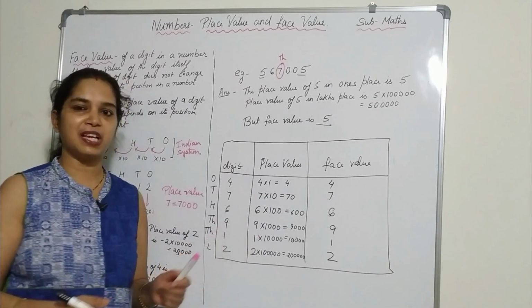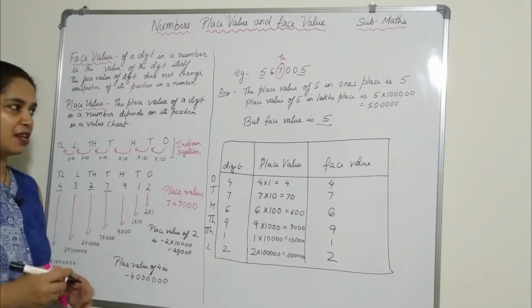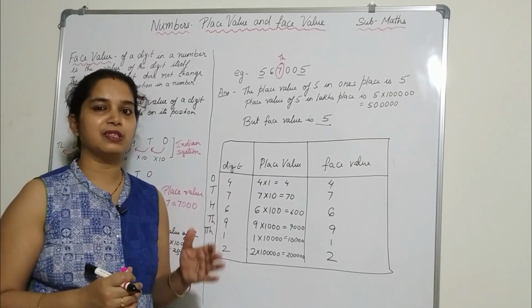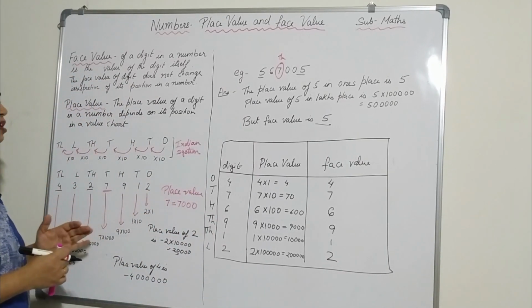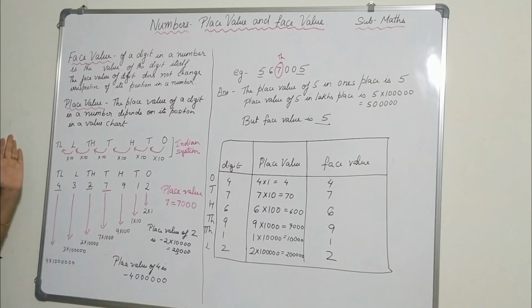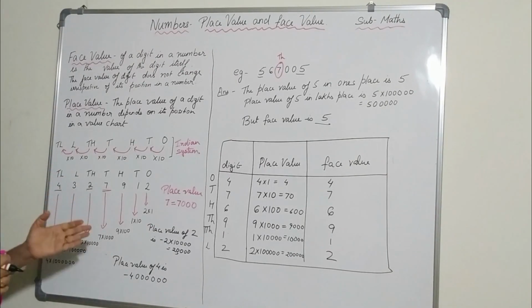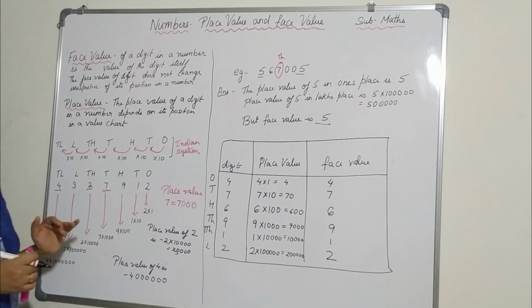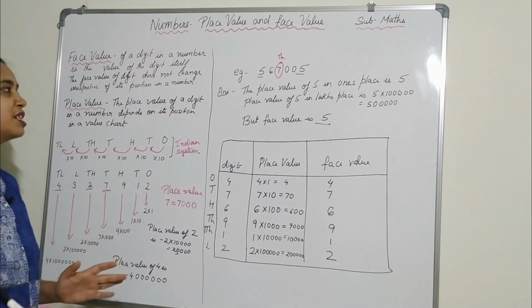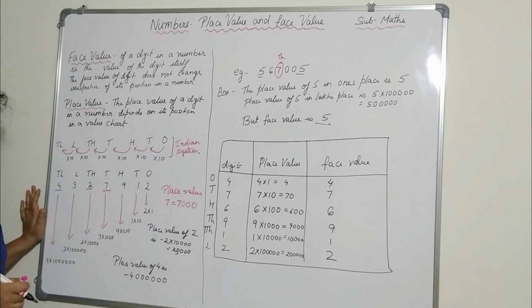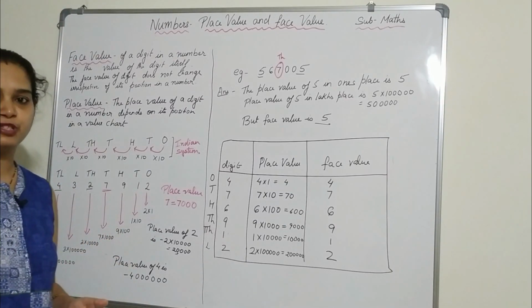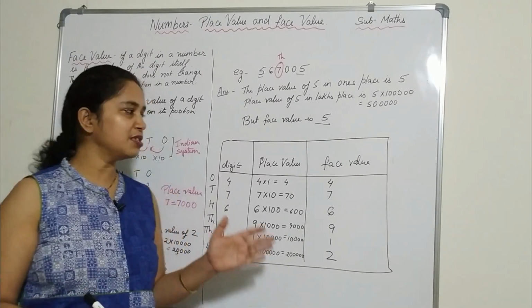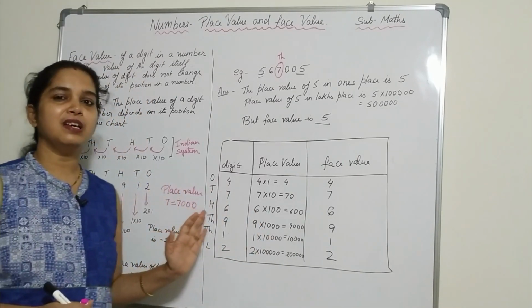So what is face value and what is place value? Today we have learned about the place value and the face value. The place value of a digit in a number depends on the position in the value chart, and the face value of a digit in a number is the value of the digit itself. The face value does not change irrespective of the position of the digit. So whatever be the position, it will not change. So this is all about the face value and place value.